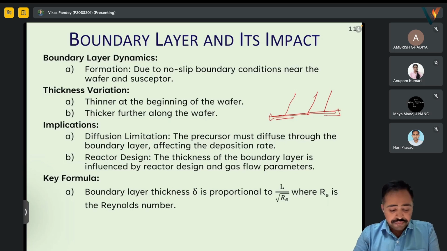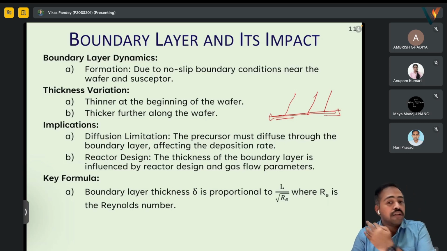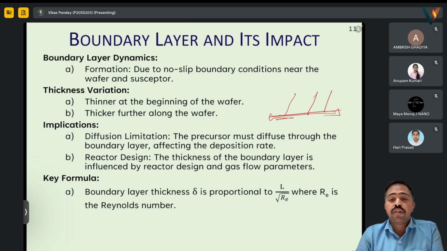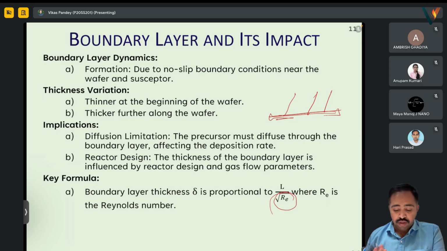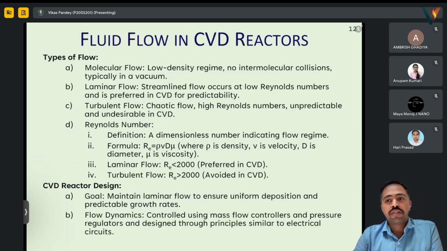So this boundary layer thickness, delta, is inversely proportional to the square root of the Reynolds number. So what is this Reynolds number and why is it significant?